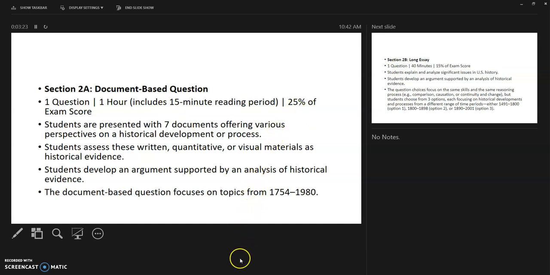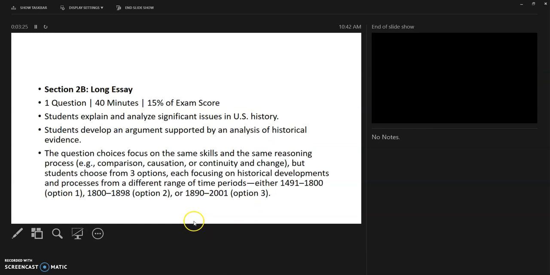Okay? And moving on to the last section, which, you know, you're going to be pretty gassed at the end of the exam, but you really have to push through this and write a nice essay, is the long essay. It's 1 question, it's 40 minutes to do, and this is 15% of your exam score. So this is the least weighted section on the test. Okay? But what you're going to be doing is creating a thesis and defending that by writing an essay. Alright? So that's my brief overview.